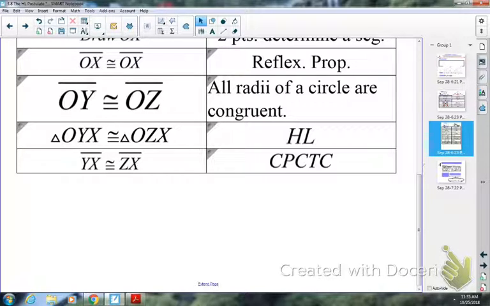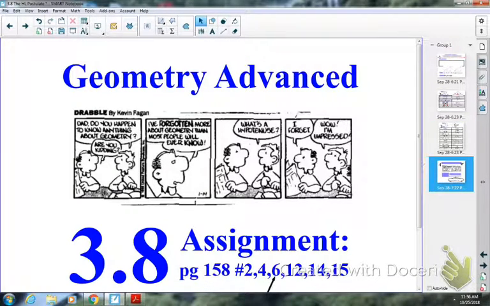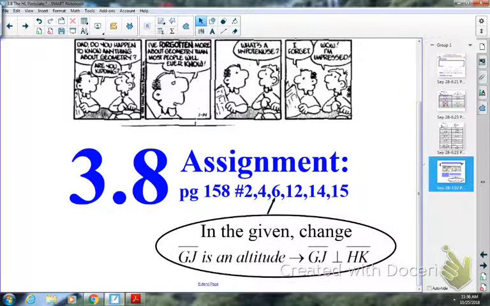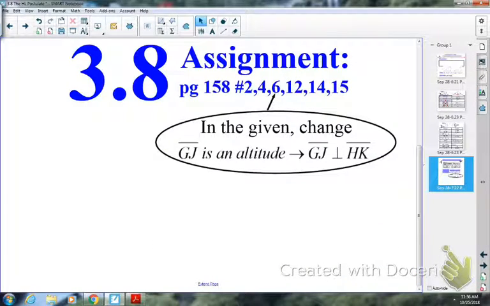Now, I have one adjustment I need to make on the assignment. So I know some of you may still be writing. Let's take a look at the last page where it has the assignment. I want to make one adjustment to one of the problems, and I didn't make the adjustment before I ran off your copies here. So if we look at this page here, I've got a little arrow at the bottom for a side note. So you have numbers, page 158, 2, 4, 6, 12, 14, and 15. 14 and 15 are not proofs.